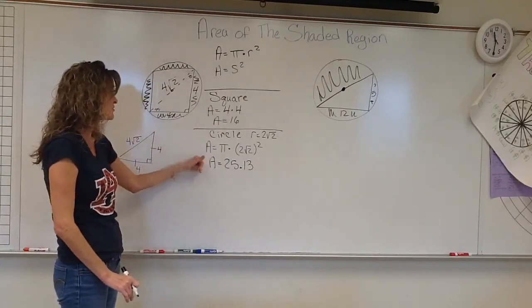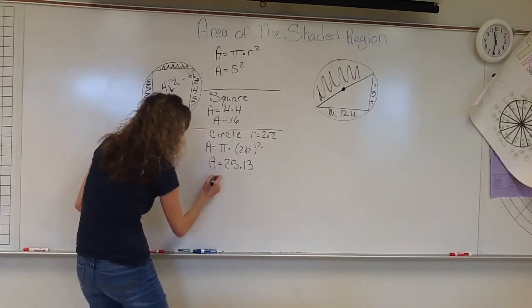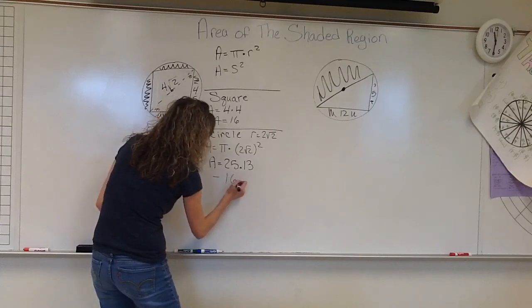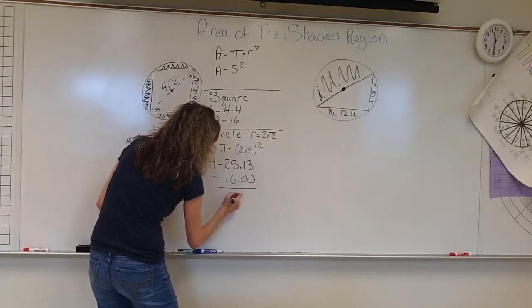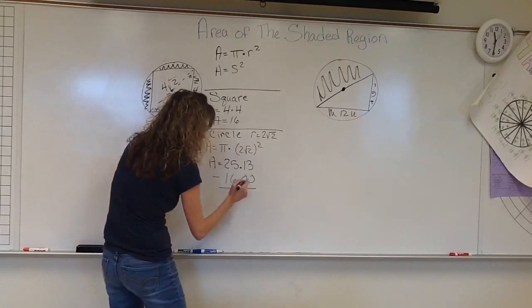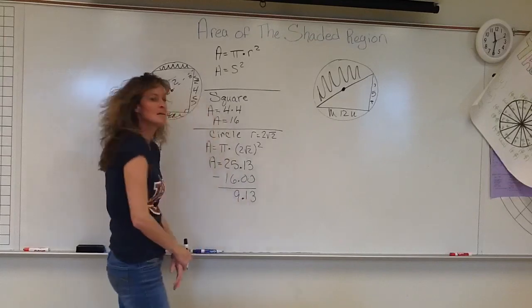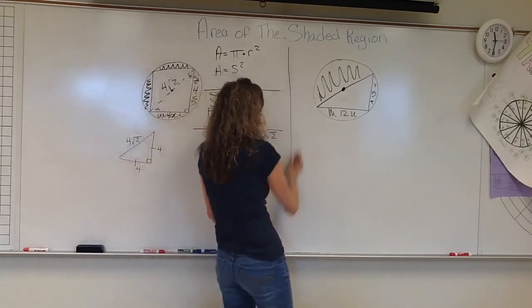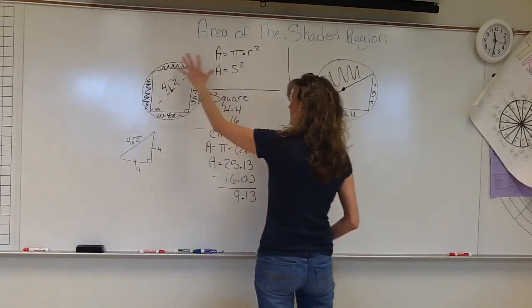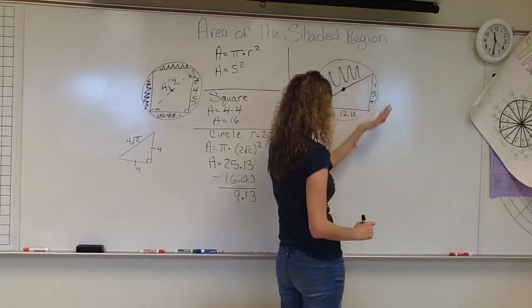That's the area of the circle. That's the area of the square. I don't want the area of the square, so now I'm going to subtract that from the area of the circle, and that's going to give me 9.13, 9 and 13 hundredths. Okay. So I had to find the area of the circle and the area of the square, and then I'm going to subtract it. I'm going to do the same thing over here.